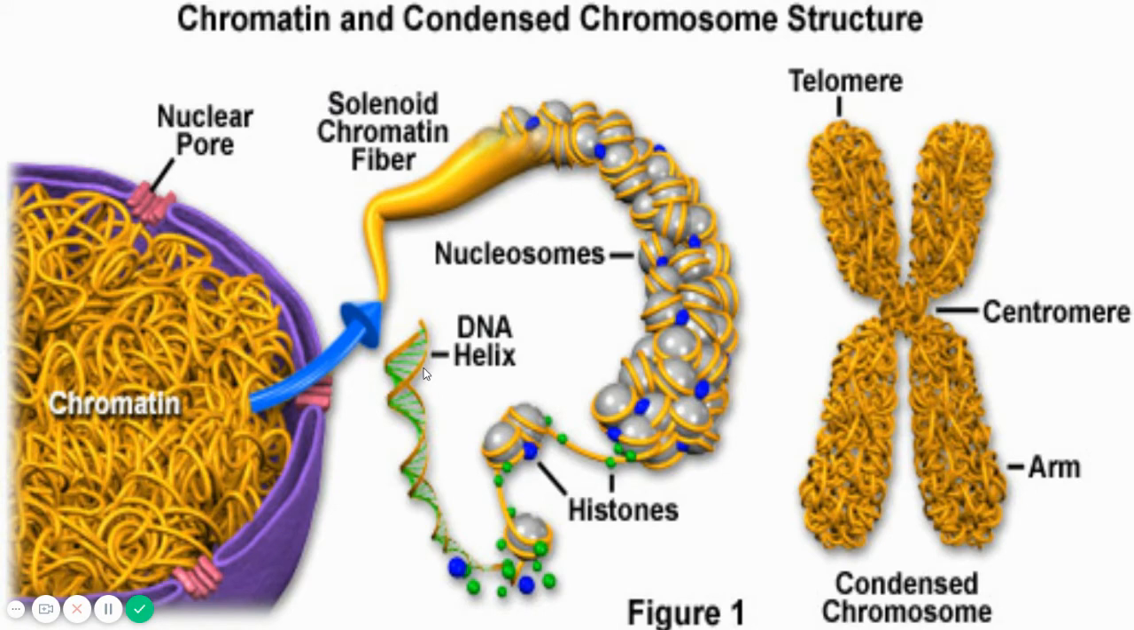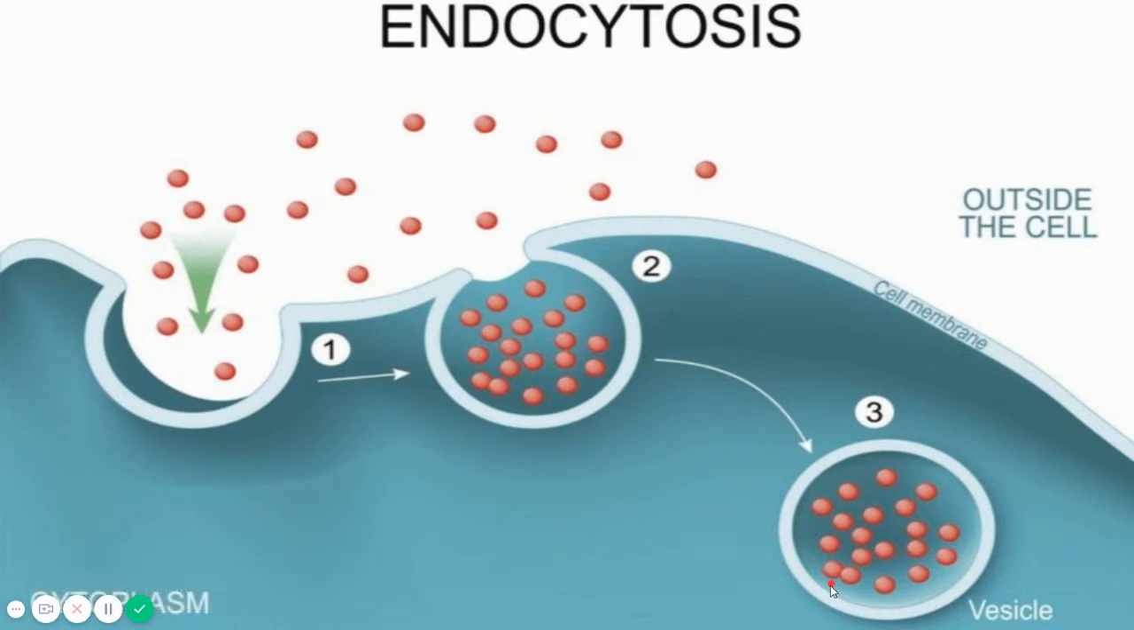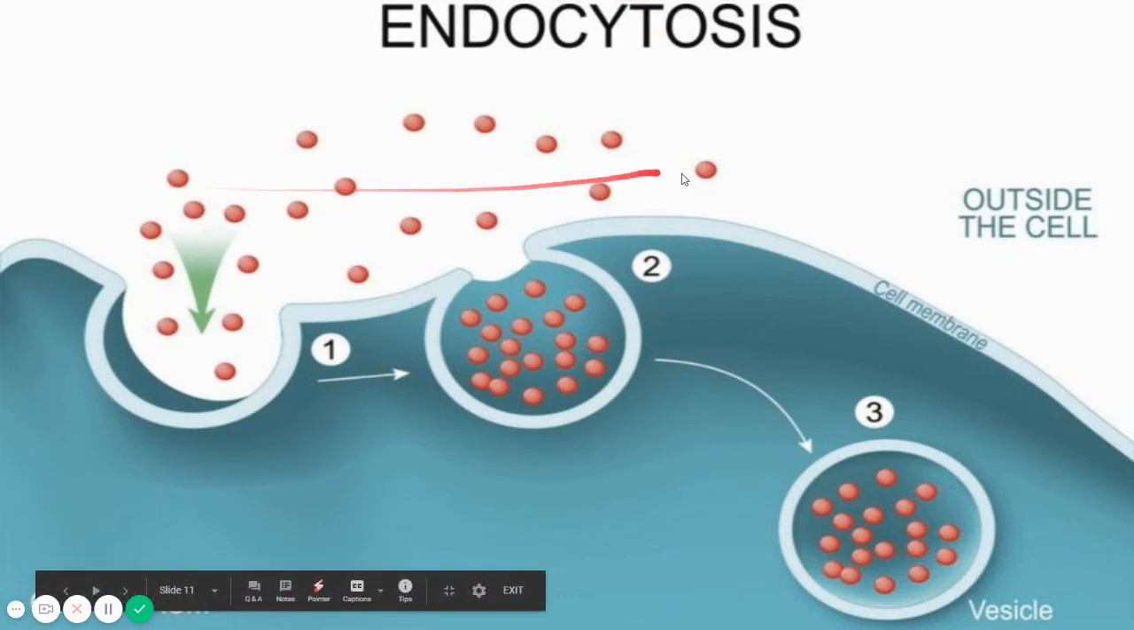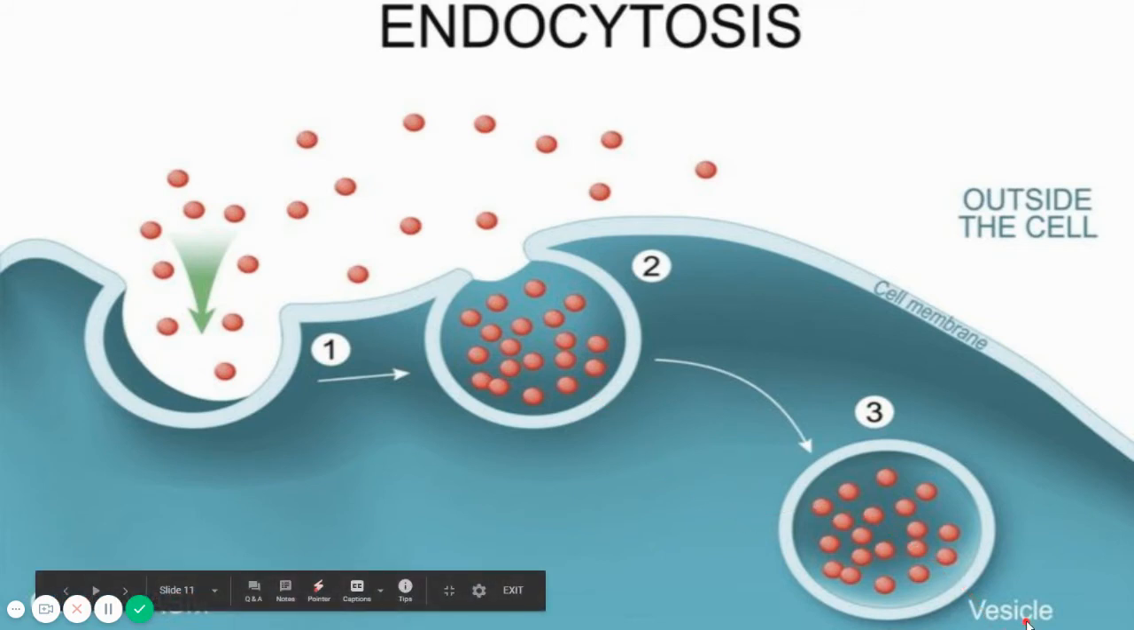Chromatin and condensed chromosome structure. So this is chromatin. You can see how it's not very condensed. It's in a very loose form. However, during cell division, it starts to condense and it looks like this. All right. Endocytosis. So this is the process I was talking about. These are proteins outside of the cell. They gather up in this small place, and then this is the cell membrane. And over here there are endosomes, which engulf these proteins and bring them inside the cell using a vesicle.